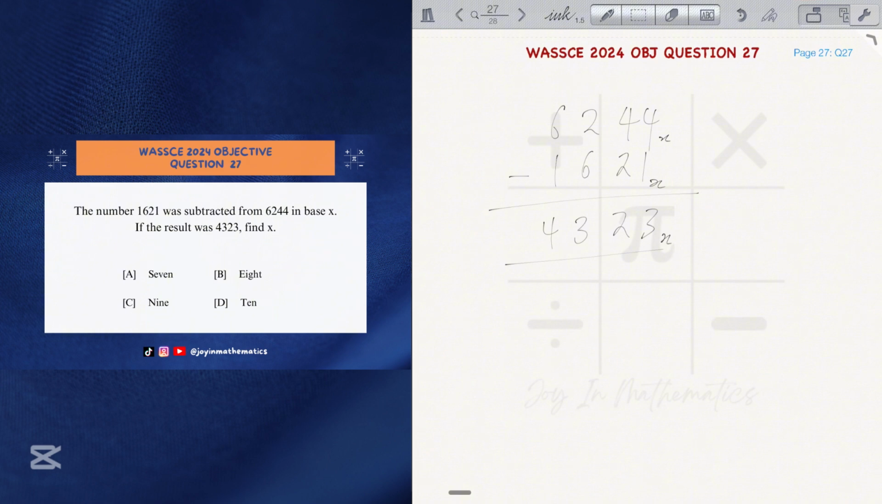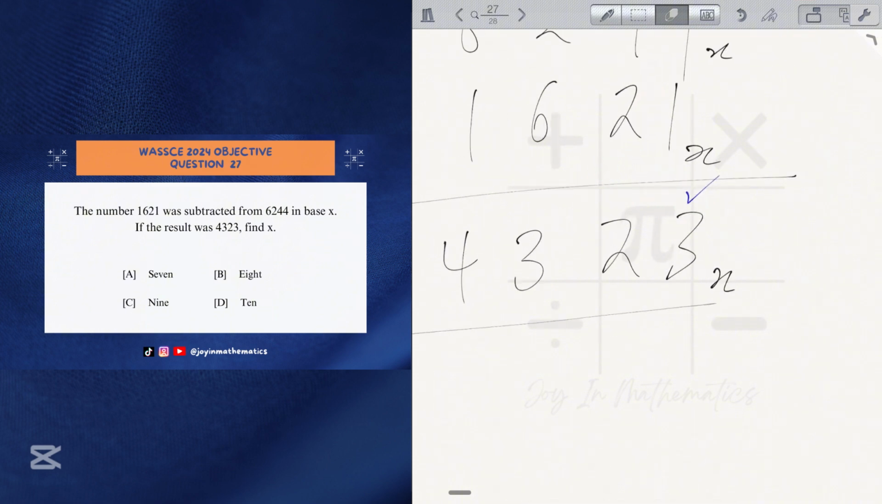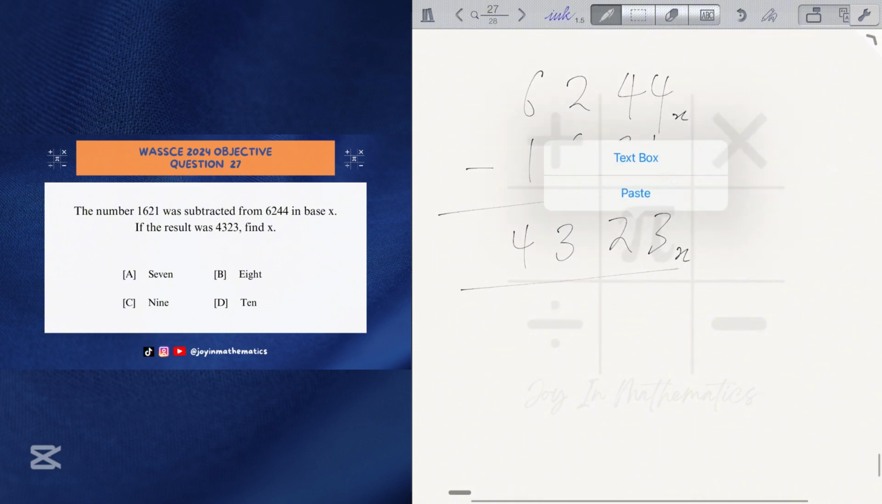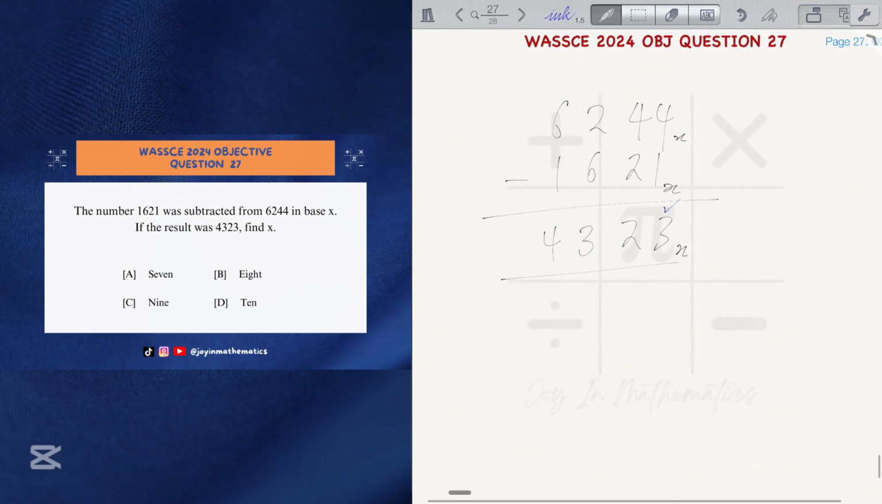So let's move further and let's look at how this was arrived at. 4 minus 1 is equals to 3. So we have this to be understood vividly. 4 minus 2 is equals to 2. So this was arrived at easily irrespective of the base. So definitely the base is greater than 3 and is also greater than 2.